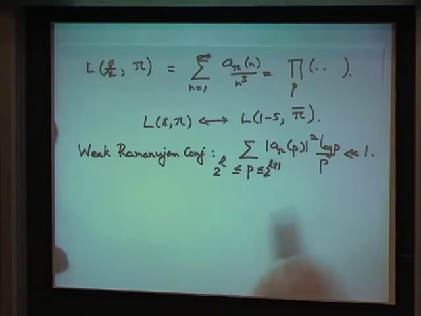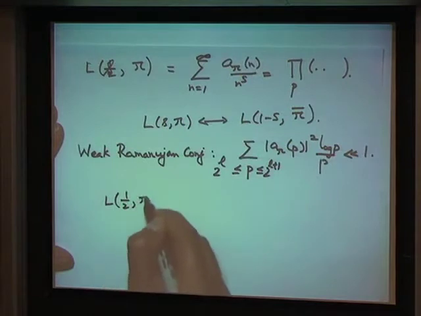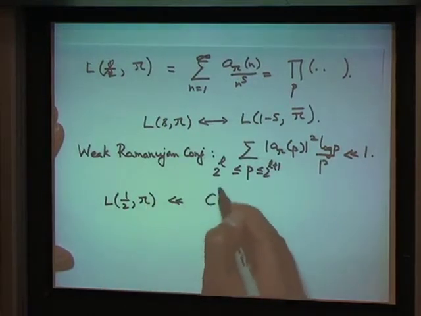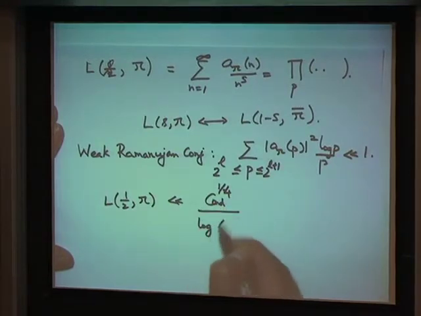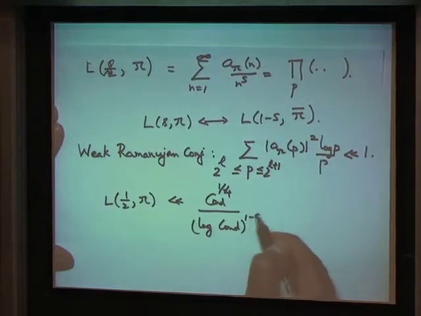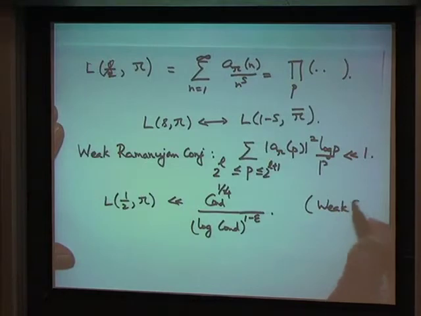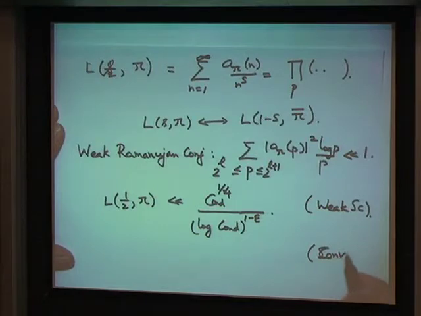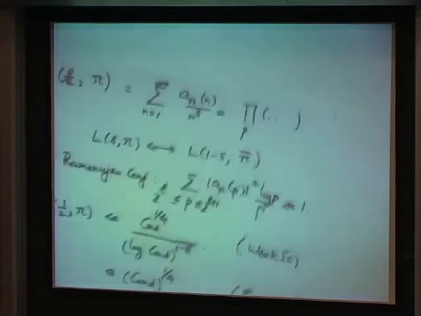So under these circumstances, weak subconvexity would say that I have a bound for L(1/2, π), which is like the conductor to the 1/4 divided by log of the conductor to the 1 minus epsilon. And what we know is some kind of convexity bound, which is that it's bounded by the conductor to the 1/4. Okay. So how do we save this extra log?